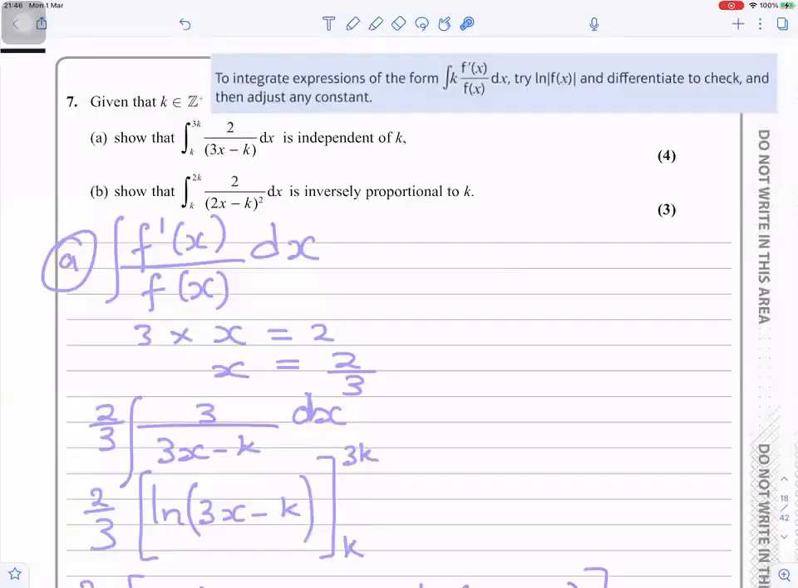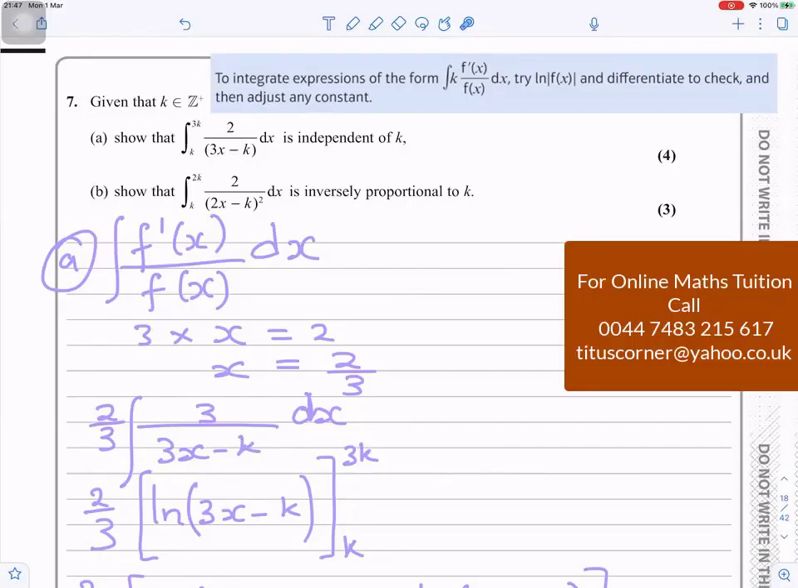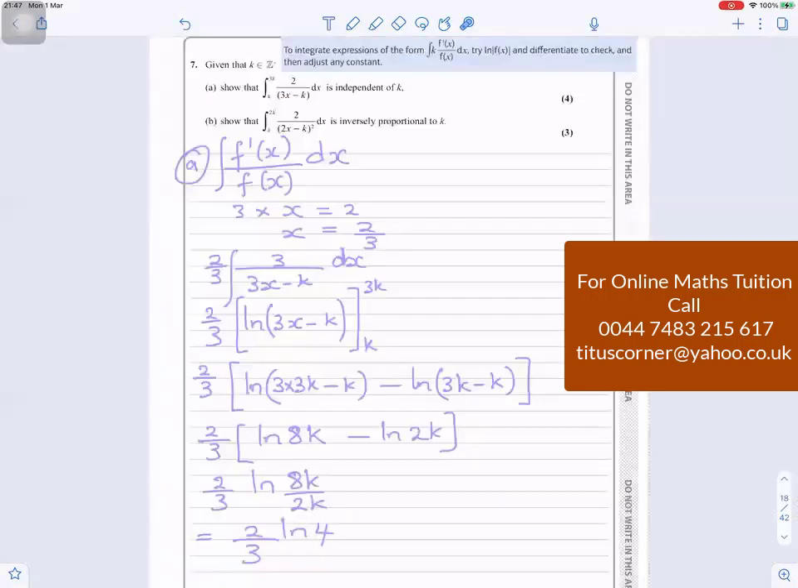Question number 7. Given that k is an element of Z plus, show that the integral of that is independent of k, and part B is also to show. So what we want to do is use this formula I've put at the top there. Integral of k f dash of x over f of x dx is ln f of x. So using that formula, we adjust the integral to look like that formula. So I'll show you how we do that.